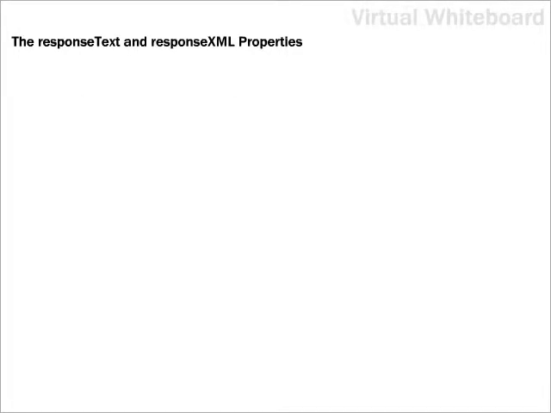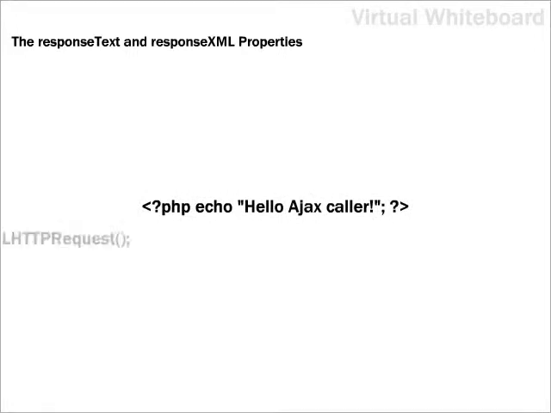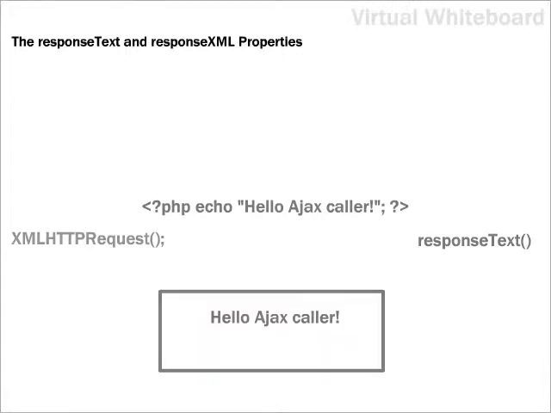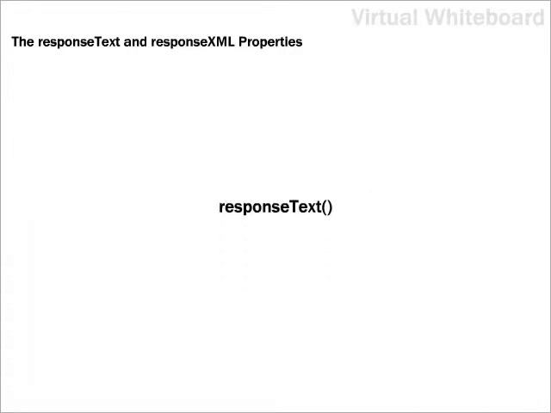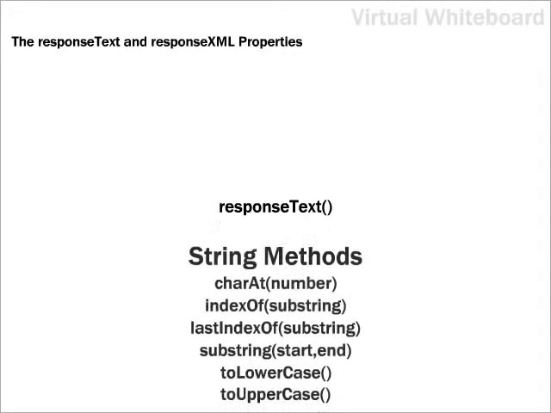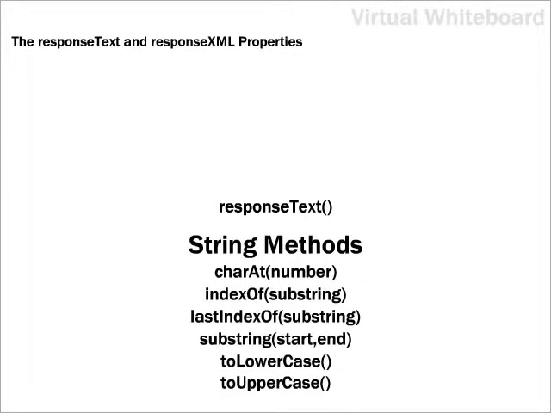Let's look at an example using a simple PHP file on the server. A successful XMLHttpRequest call to this file would result in the responseText property containing the string "Hello, AJAX caller," causing the callback function to produce the dialog shown here. Because the responseText contains a simple text string, we can manipulate it using any of JavaScript's methods relating to strings. This table includes some of the available methods.